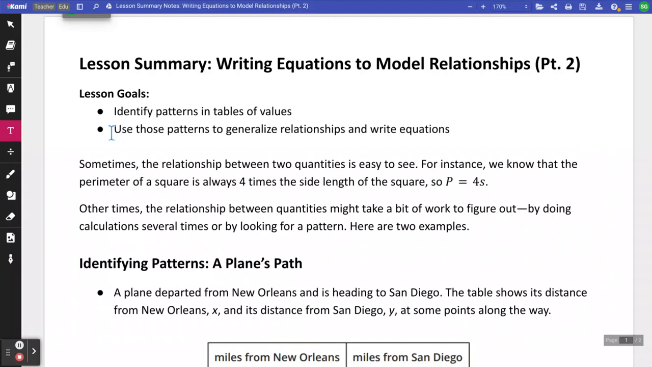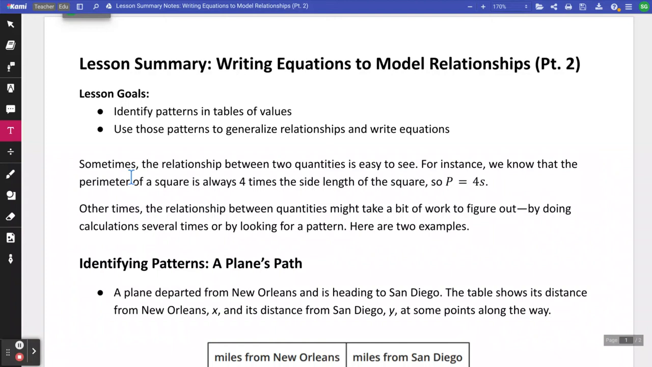Now, when it comes to representing relationships, sometimes the relationship between those two quantities is really easy to see, and it's always true. So, for example, we know that the perimeter of a square is always 4 times the side length. Anytime you're trying to find the perimeter of a square, it doesn't matter how big or small it is. There are 4 equal sides, so we know the perimeter is always going to be 4 times that side length. That's where formulas come from.